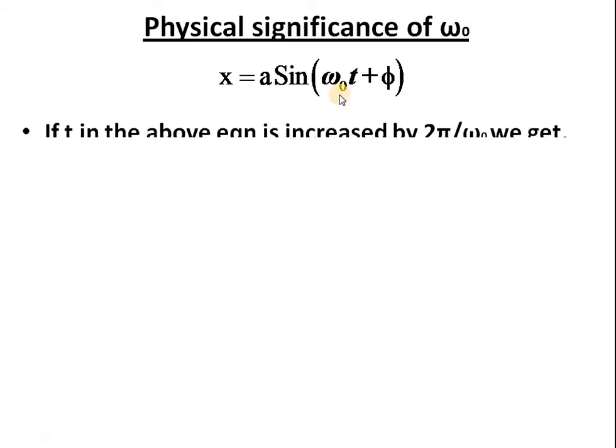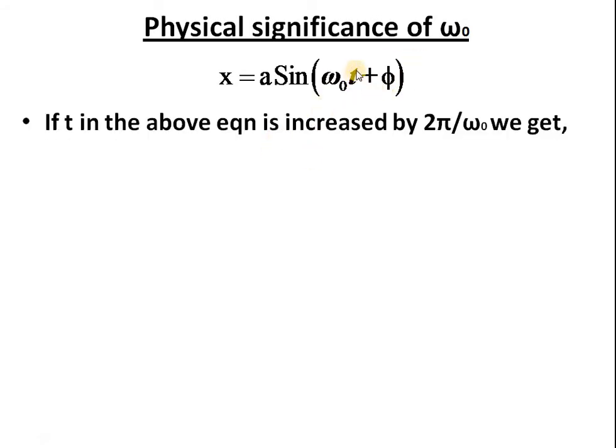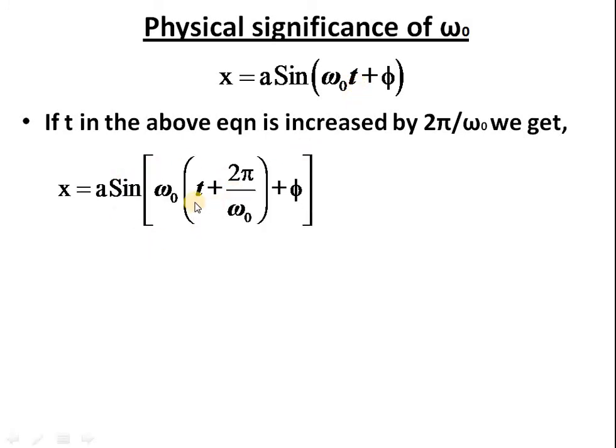Okay, for that, what we are going to do is, in this t, we will add some 2 pi by omega 0, t plus 2 pi by omega 0. So let us see what will happen. We are adding an extra term with t. So we have written t plus 2 pi by omega 0. Okay, an additional time is added with t.